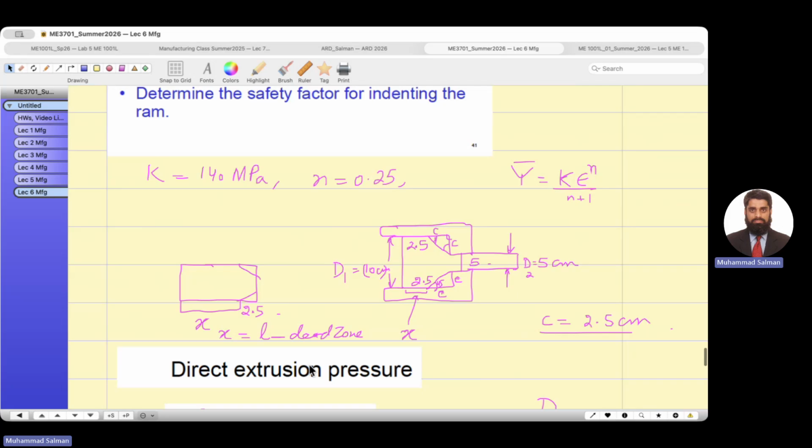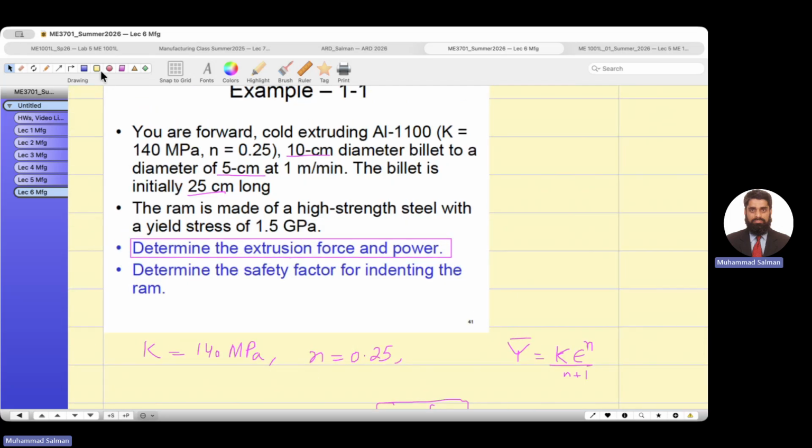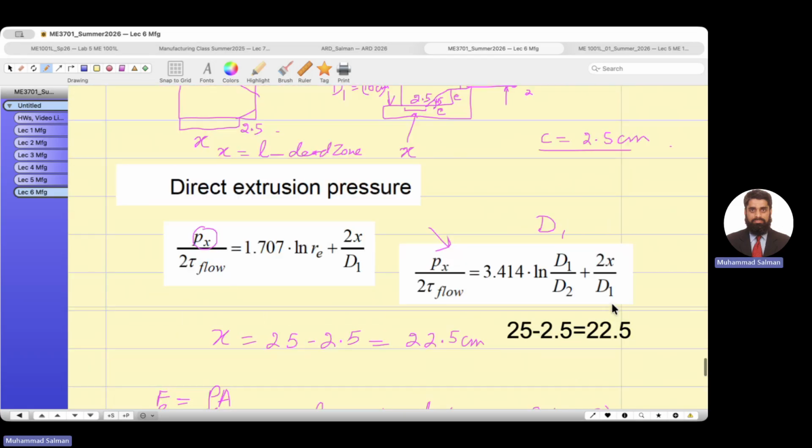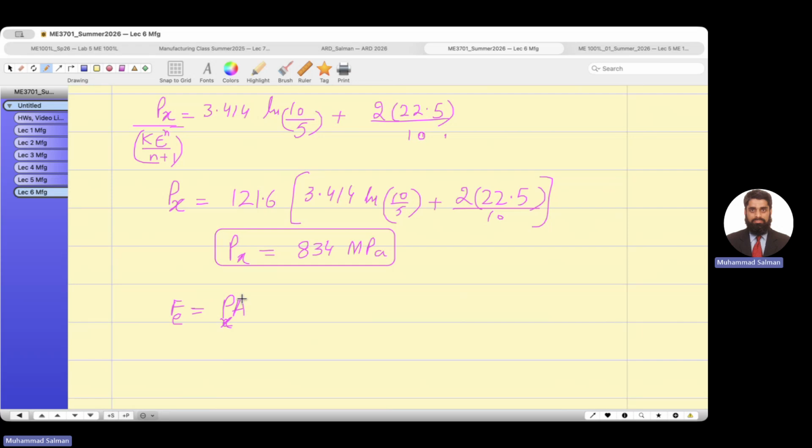That is our question. The question says determine the extrusion force and then power. So if the speed is given, can you know that power can be found? You see that formula? So now we can plug it in. So let's find out what is my force. 834 times 10 to the power 6, extruded area, 5 by 4.